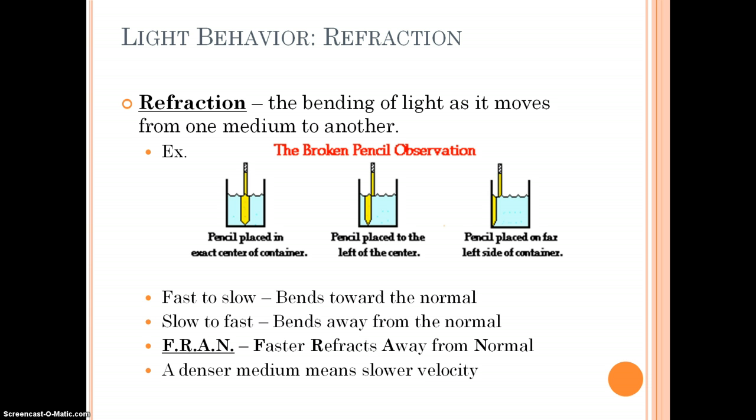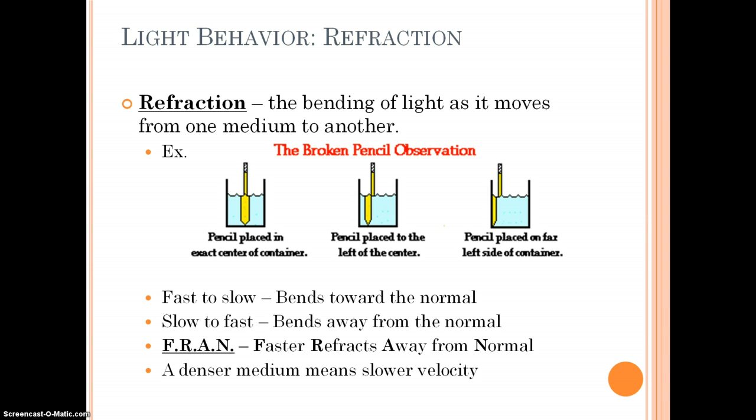So there are some rules that we're going to learn for refraction. The first thing to know is that when you go from fast to slow, the light will bend towards the normal. We'll do this mathematically later, so for now just qualitatively. If you go from a slow medium to a faster medium, the light will bend away. An easy way to remember that is Fran. Fran says faster refracts away from normal. That means into faster. So if you start in slow and go into faster, it's always going to refract away from the normal.